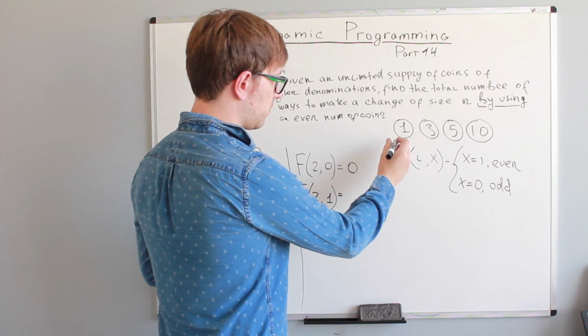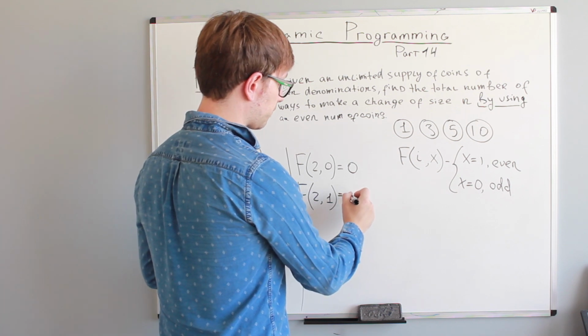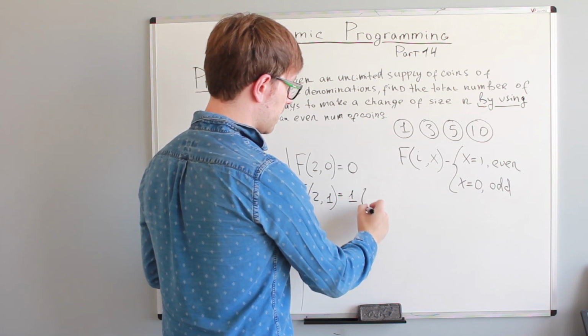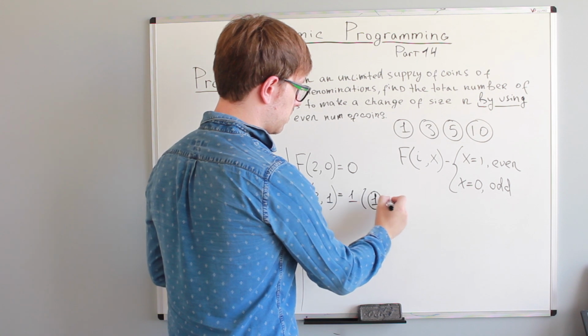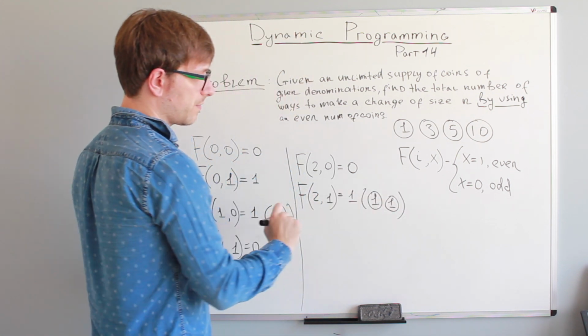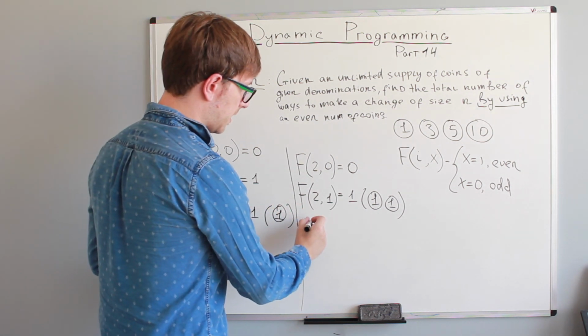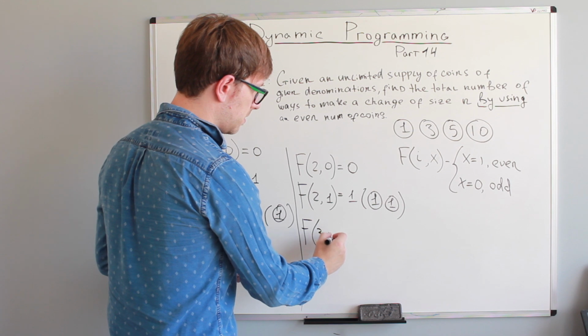What about f of 2 with an even number of coins? We can just do 1 cent and then 1 more cent. So there is one way, 2 ones, 1 and 1. We are using 2 coins here, and this is an even number. Let's take a look at f of 3.